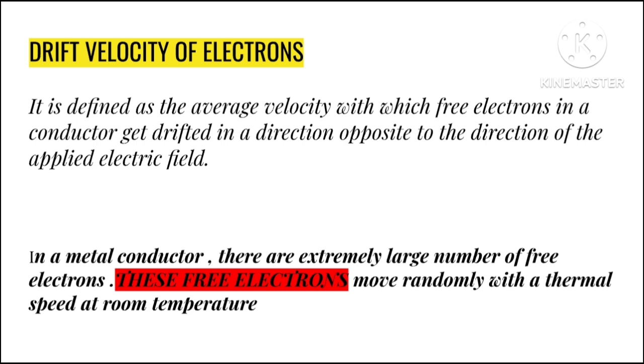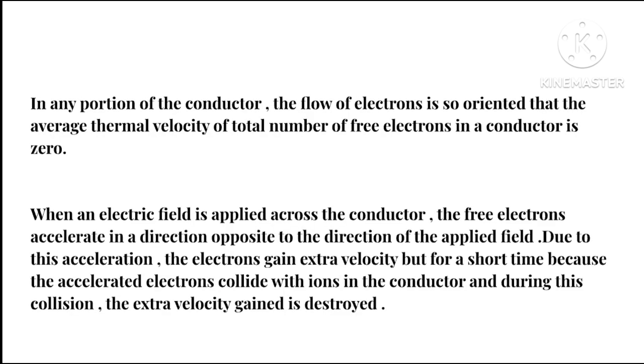We know that in a metal conductor there are an extremely large number of free electrons, and these free electrons move randomly with a thermal speed at room temperature. The electrons move freely in the conductor, so we can take any portion of the conductor, and as these electrons move freely, their average thermal velocity can be taken as zero, as their total result becomes zero. Whenever an electric field is applied across the conductor, these free electrons get a particular direction in which they start to accelerate, and they accelerate in the direction opposite to the direction of the applied electric field.